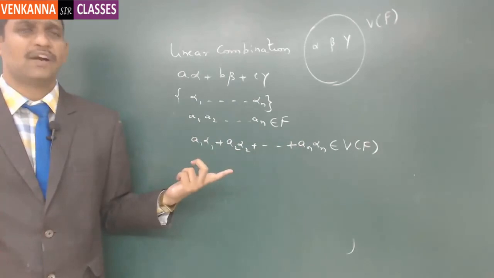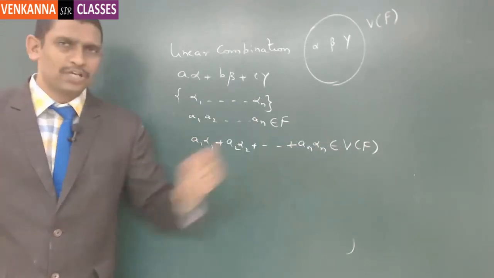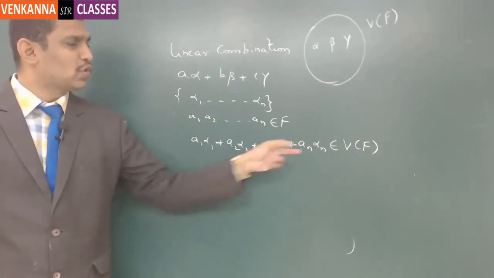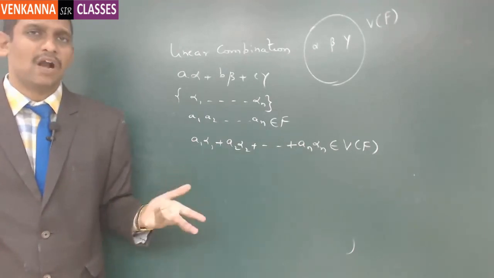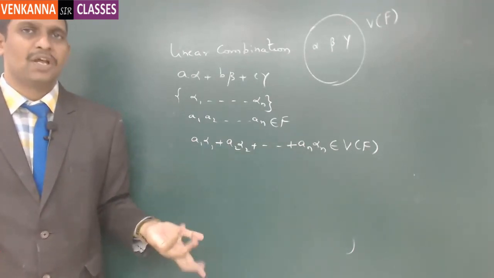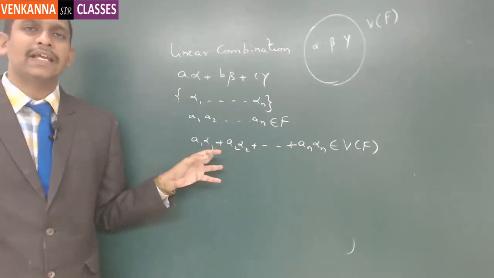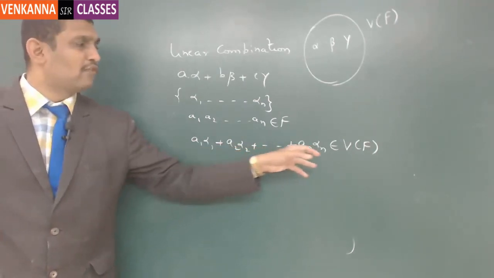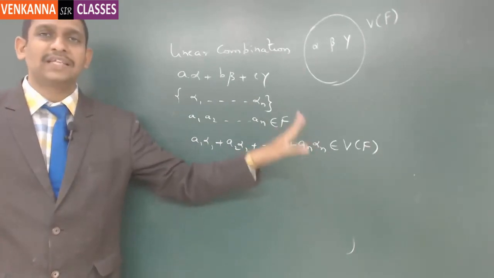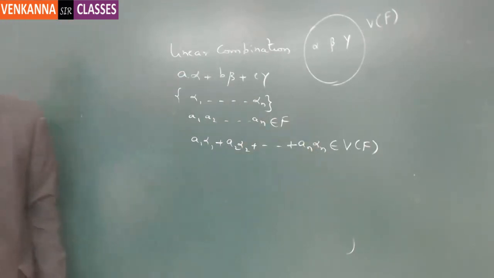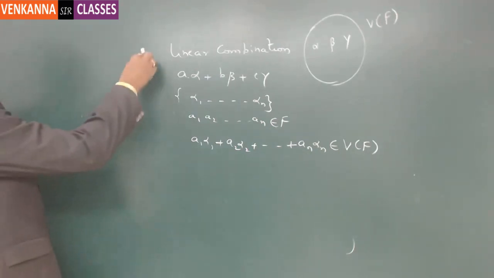So what is meant by linear combination? The sum of the products a1 alpha 1 plus so on plus an alpha n is called a linear combination, where a1, a2, so on, an are scalars taken in the field f, and alpha 1, alpha 2, so on, alpha n are vectors taken in the vector space V. Okay. Now the question is, how many linear combinations will exist?